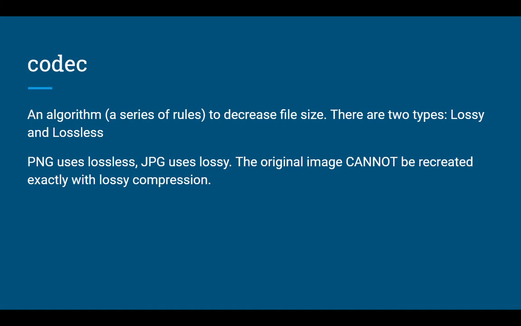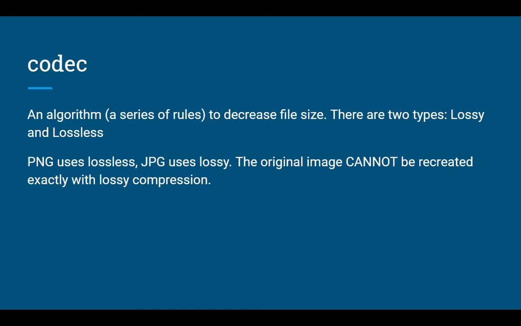Let's start with lossless. PNG uses lossless, JPEG uses lossy. This is badly worded, I apologise. JPEG uses a lossy compression, which means the original image is changed and cannot be reproduced exactly using lossy compression. If I use PNG, the compressor can decompress and reproduce exactly, pixel perfect, the original file. So, two important things here.